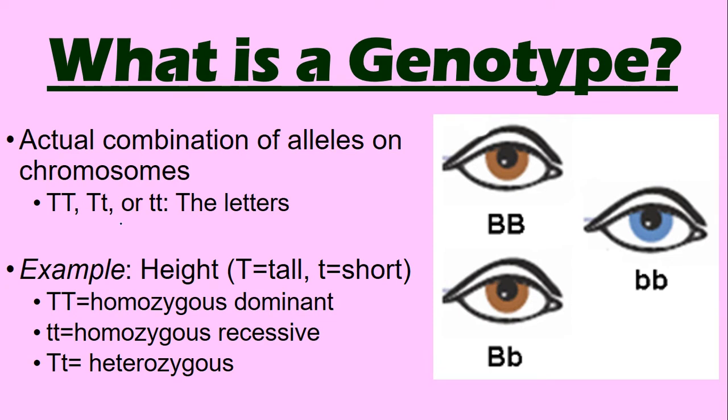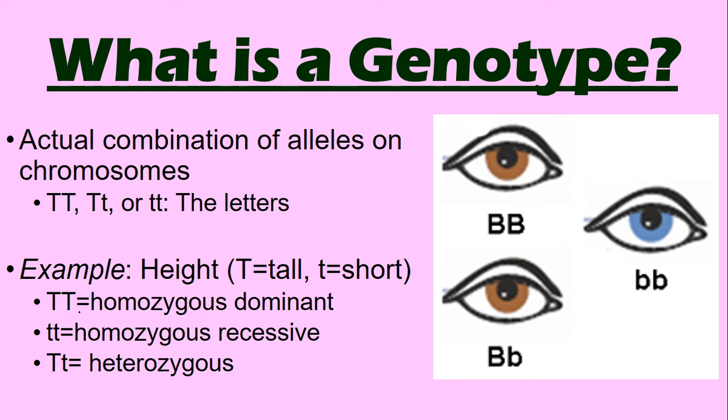When we write genotypes, it's going to be two letters because remember, you get one from each of your parents. So say we are using letter T, you would have big T, big T, big T, little t, or little t, little t. Those would be the letters. So my example here is height. Big T is going to be tall, little t is going to be short. So big T, tall is dominant to short.